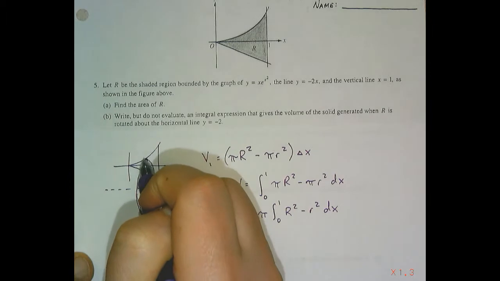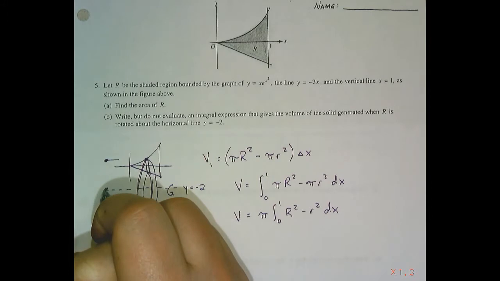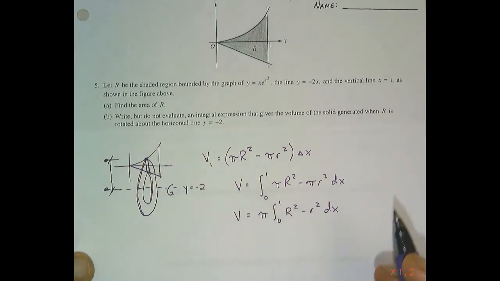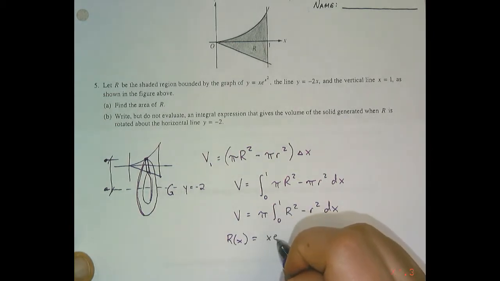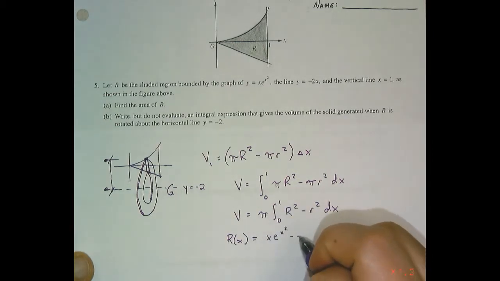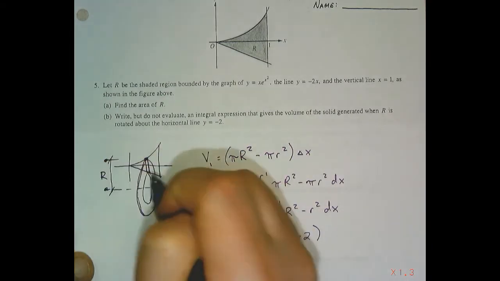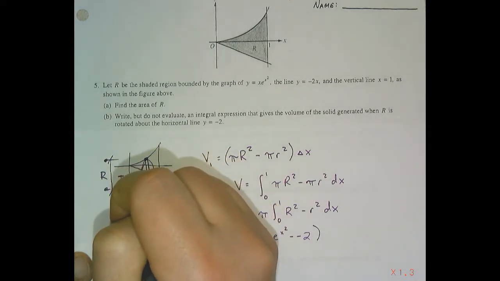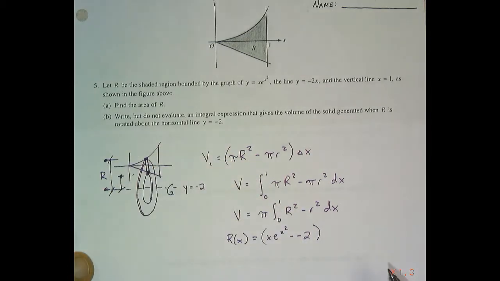So as I said, the large radius is the distance between this point and the rotation line. So top minus bottom, our big R is going to be x e to the x squared minus -2. And our little r is going to be the distance between our inner or lower function and the rotation line. So our inner circle has a radius of negative 2x minus negative 2.